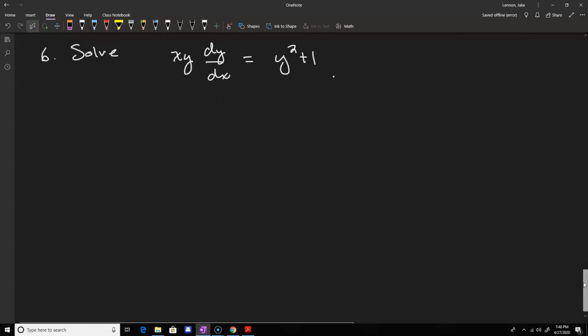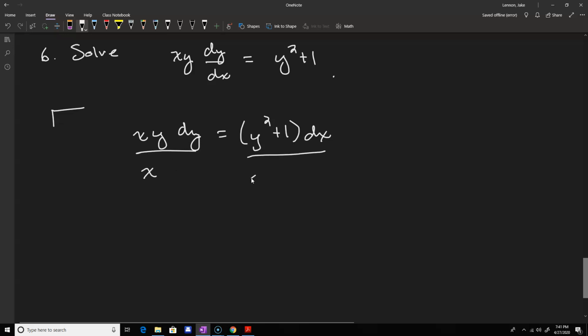So for 6, we have a separable differential equation. So remember what we want to do. First, multiply so that we have dy on one side and dx on the other. So we have xy dy equals y squared plus 1 dx. And then basically we want to move all the y's to the left and all the x's to the right via multiplication and division. So the best way to do that is divide by x on this side, and so we're going to have to do it on the other side. So that'll move the x's right, and then the y squared plus 1 needs to move to the other side. So we also want to divide by y squared plus 1 on both sides.